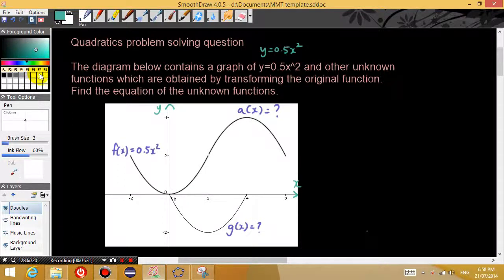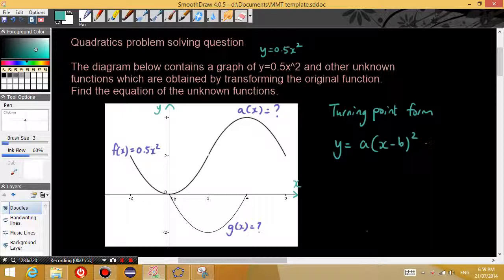Okay, so how do we transform a function? Well, if you remember, the turning point form of quadratic equations is y equals a(x minus b) squared plus c, where b is the horizontal translation and c is the vertical translation.